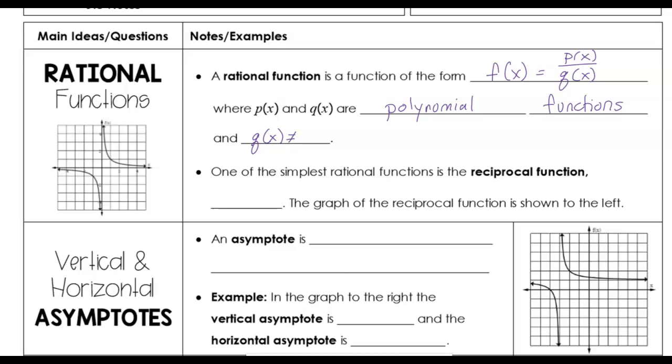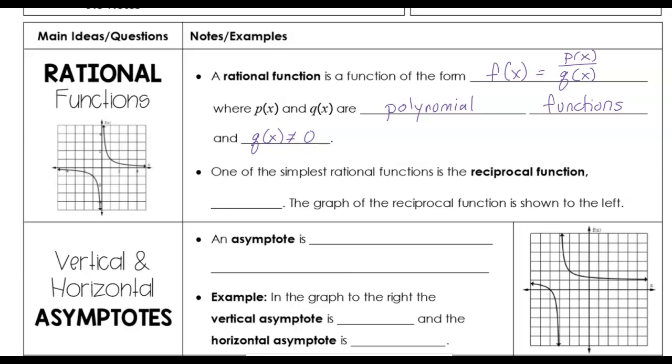cannot equal what? What is the one thing that you cannot have in that denominator? Yes, Sydney. Yes, exactly. Q of x equaling 0 creates an undefined moment on your graph, right? If we try to divide by 0, our calculator will say we have an error. It's an undefined equation when q of x is equal to 0. So we say q of x can never equal 0.